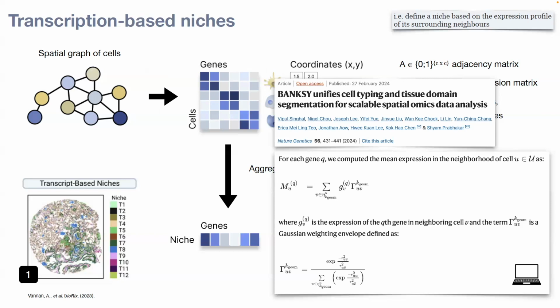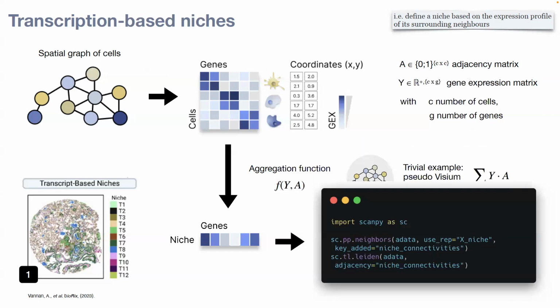And then you have a nice vector representation again for all the cells in your tissue. And then we can go back to what we already know. We feed this into our tool of choice, in this case, Scanpy. We calculate the neighbors of this representation, for example, in the niche representation, and then you cluster. And that's your first simple transcript-based niche that you can then use in practice and see how it goes.